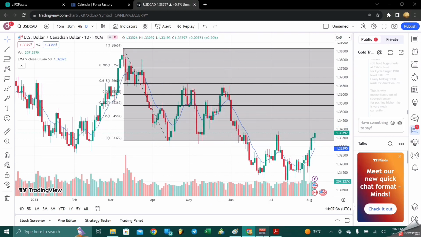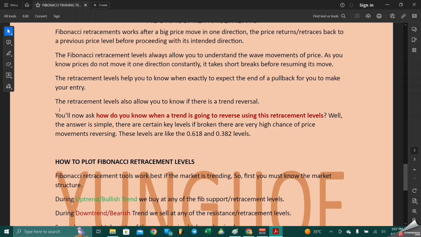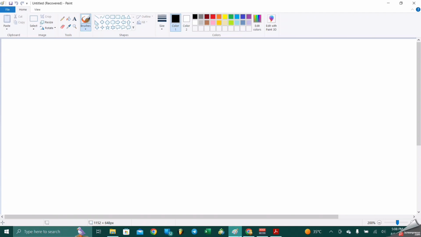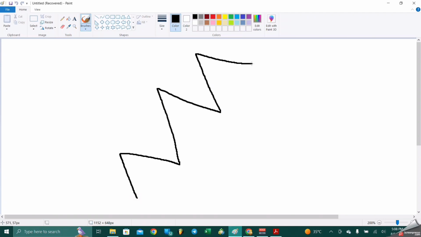The Fibonacci retracement levels allow you to understand the wave movements of price. As you know, price doesn't move in one direction constantly. It takes short breaks before resuming its move. So we all know that price moves in such a way: swing highs and swing lows, swing highs and swing lows.